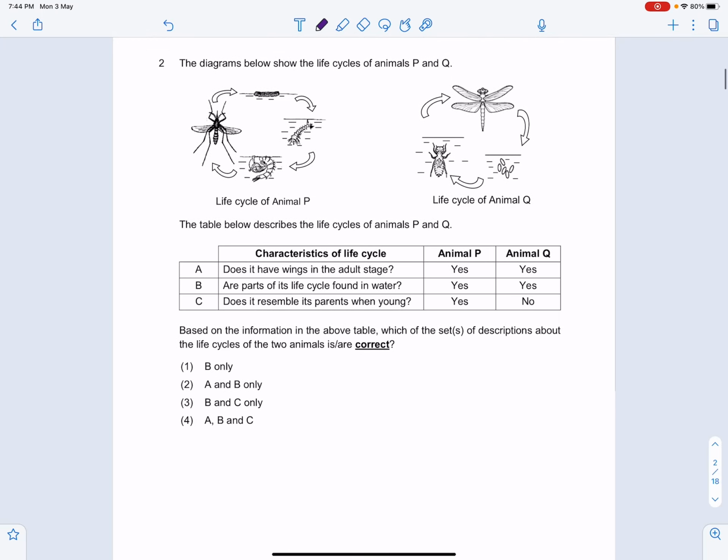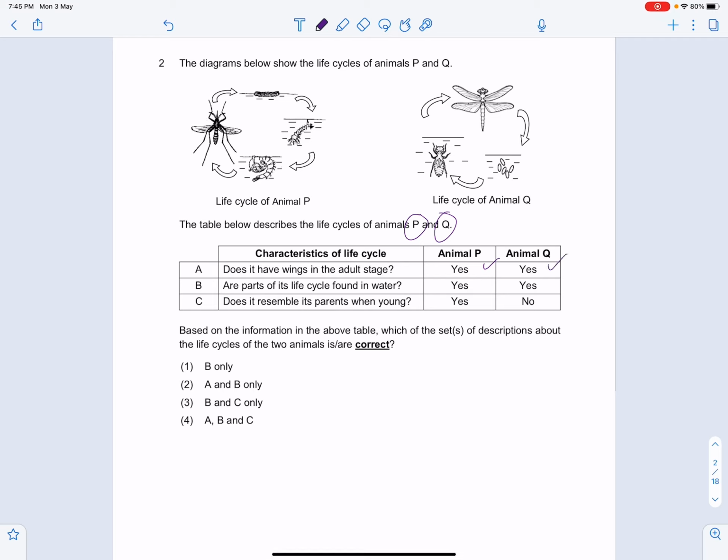Moving on to the second question. Now this question is on life cycles. Very obvious, we have two life cycles here. The table below describes the life cycles of animal P and Q. So we have P here, which is the mosquito, and we have Q here, which is the dragonfly. The first question in A asked, does it have wings in the adult stage? If you look at both animal P and Q, they both have wings in the adult stage. So the answer should be yes and yes, which is correct for option A.